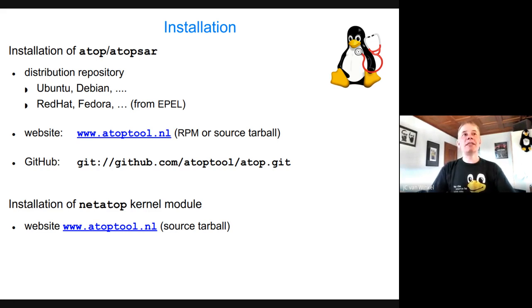Now, how do you install this? Well, every distribution has a repository. Ubuntu, Debian, you can just do an apt-get install. For Red Hat and Fedora and all the Red Hat likes, some of them have it in their own repository. Some have it from EPEL, which is the third-party thing. You can also download the source in a tarball, and of course, it's also on GitHub. If you want to install the NetAtop module that allows you to look at networking as well, you download that from atoptool.nl, and that is a source tarball.